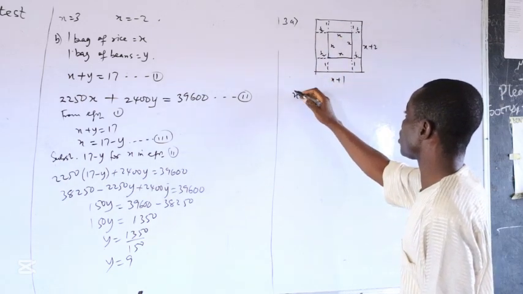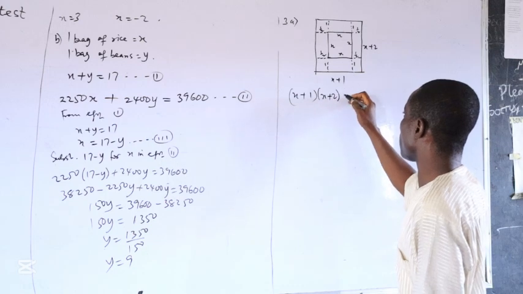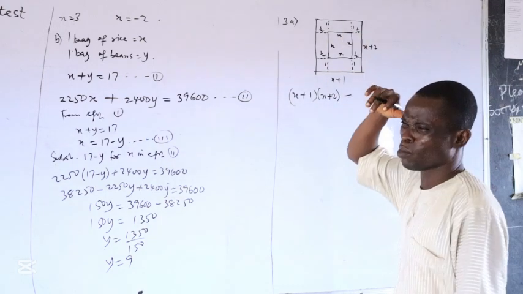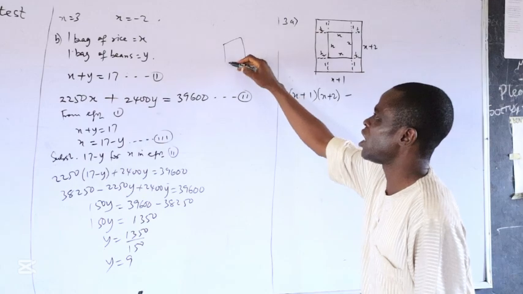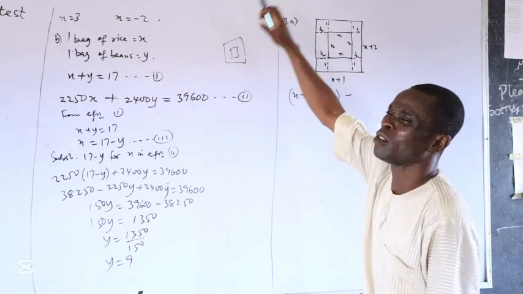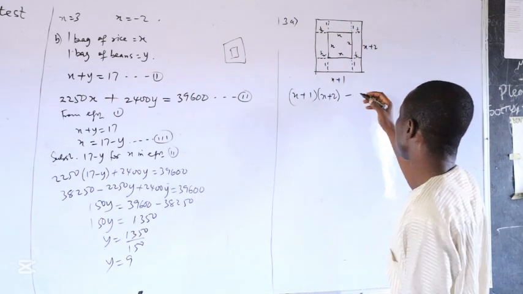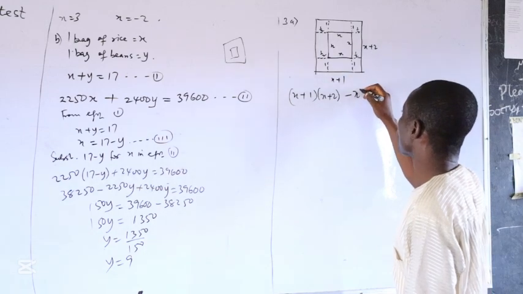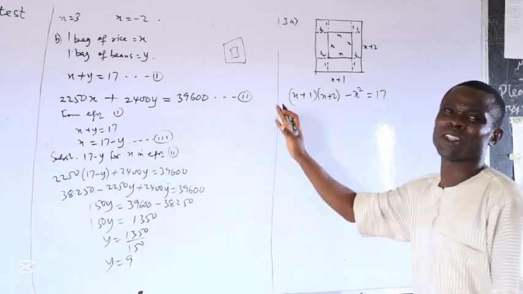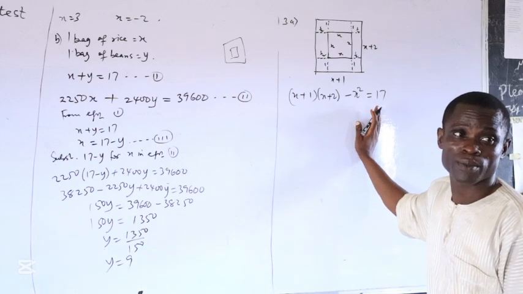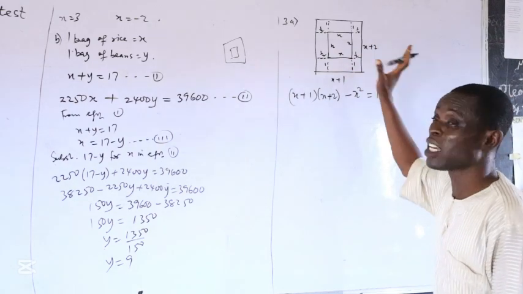S plus 1 times s plus 2, minus, if you remove this. In primary school there is what is called shaded area. When you find the area of this one, you remove the inner one, then you get the shaded area. So the area of this one is s squared, which equals 17. So this is the equation that I need from the question. So I don't really need the diagram.